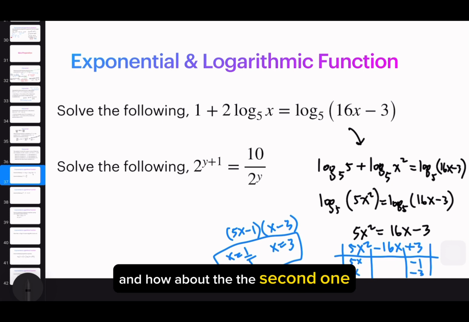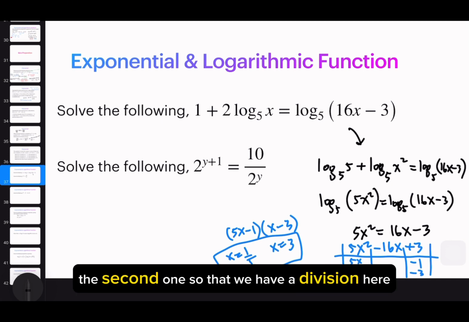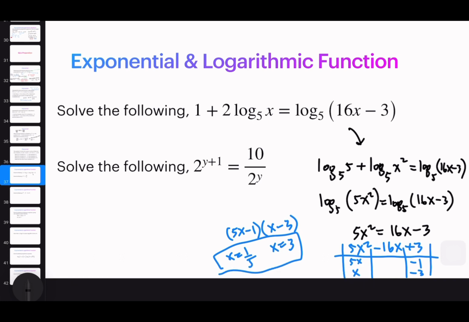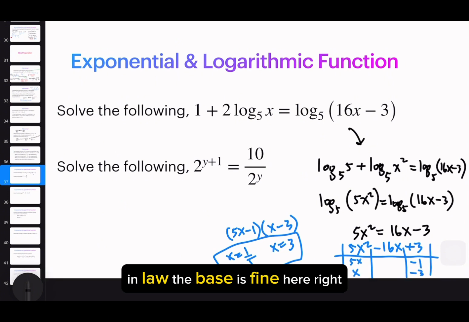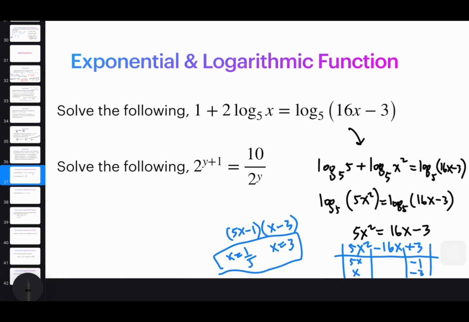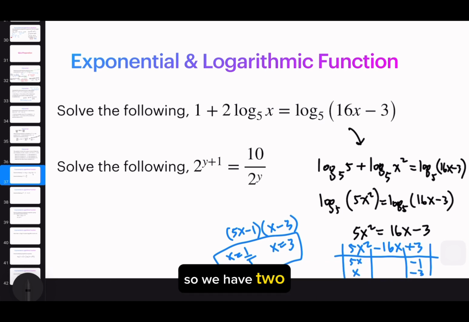And how about the second one? The second one, see that we have a division here, a fraction, 10 over 2 with power of y. Remember, in log, the base is 5 here, right? The same base, we make it the same. This is also the base, right? 2 is the base in terms of exponent. They are already the same. So we just combine this together here. Okay? So we will have 2.